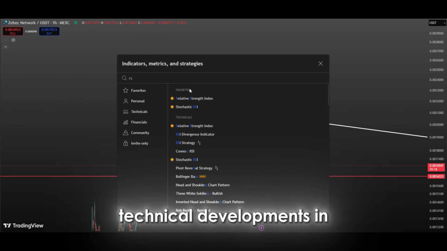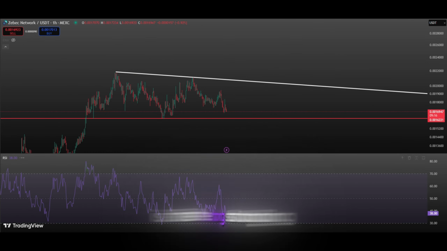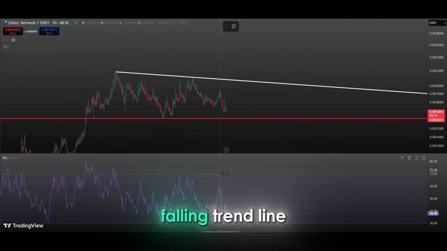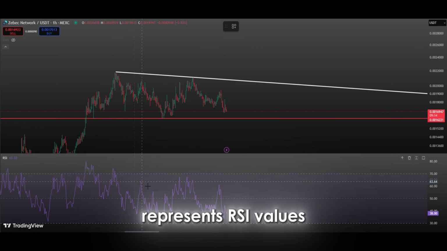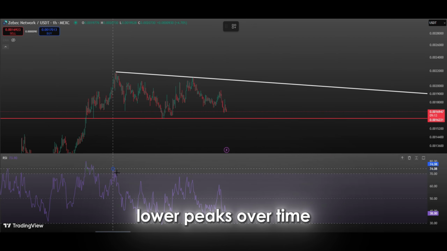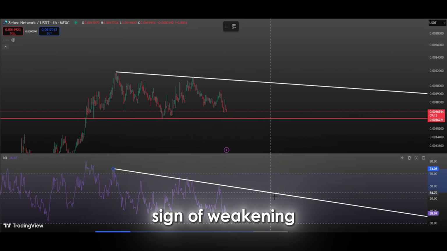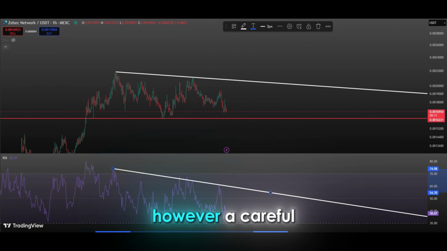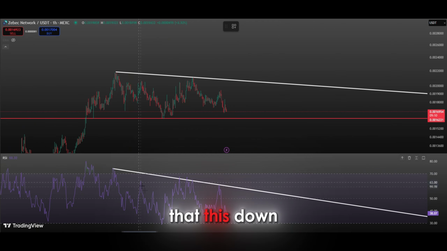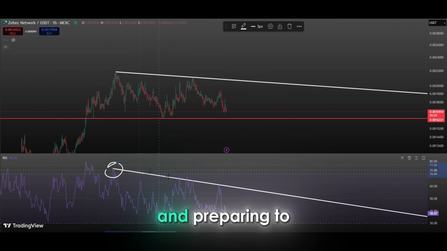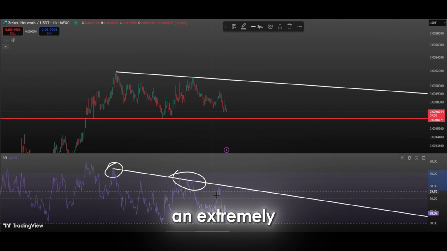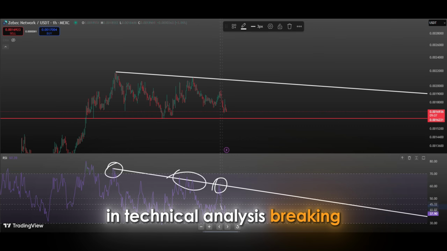One of the most notable technical developments in the RSI indicator is the long-standing falling trend line. This downtrend represents RSI values making lower and lower peaks over time and can be interpreted as a sign of weakening technical momentum. However, a careful look at the chart suggests that this downtrend is now starting to weaken and preparing to break. This is an extremely important and positive development in technical analysis.